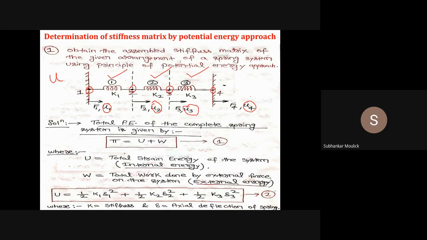Also, it is given in the problem that the force acting at each nodal point of the individual spring element is as follows: at node point 1 the force acting is F1 along the positive x direction, at node point 2 the force acting is F2, at nodal point 3 the force acting is F3, and at nodal point 4 the force acting is F4, and all the forces are along the positive x direction. Is the diagram clear to you? Any doubt in the diagram? No, sir.